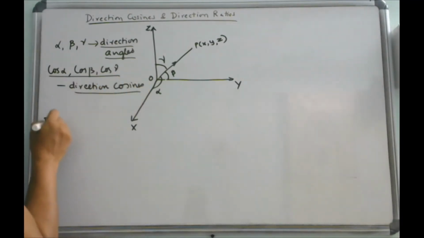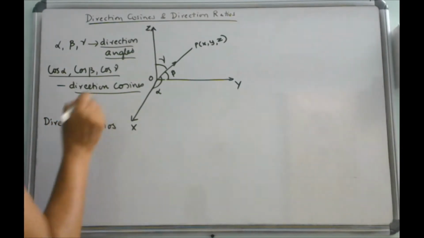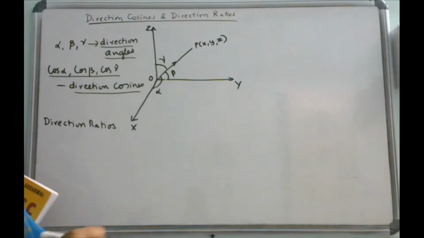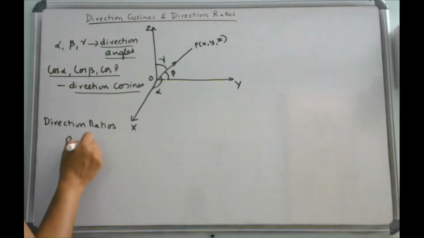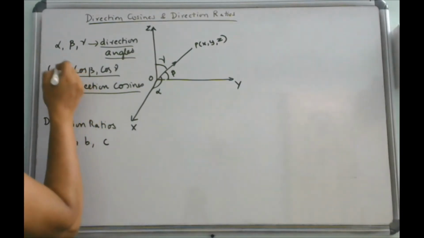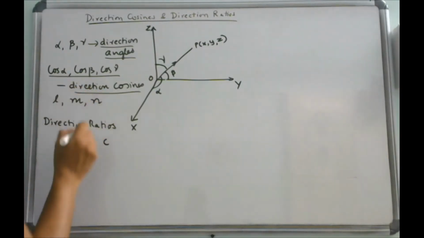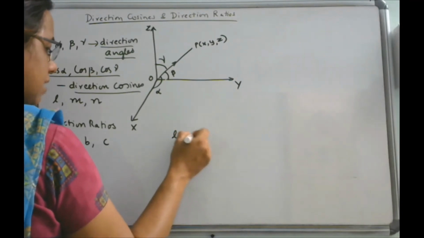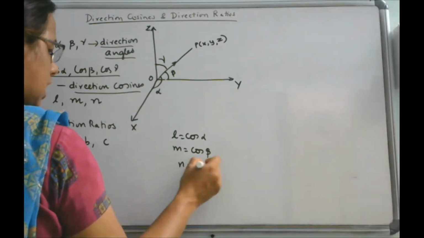And what do you mean by direction ratios? Direction ratios are merely numbers. They are three numbers, denoted A, B and C, which are proportional to the direction cosines. And one more thing is that the direction cosines are denoted by the letters L, M and N. That means L is equal to cos alpha, M is equal to cos beta and N is equal to cos gamma.